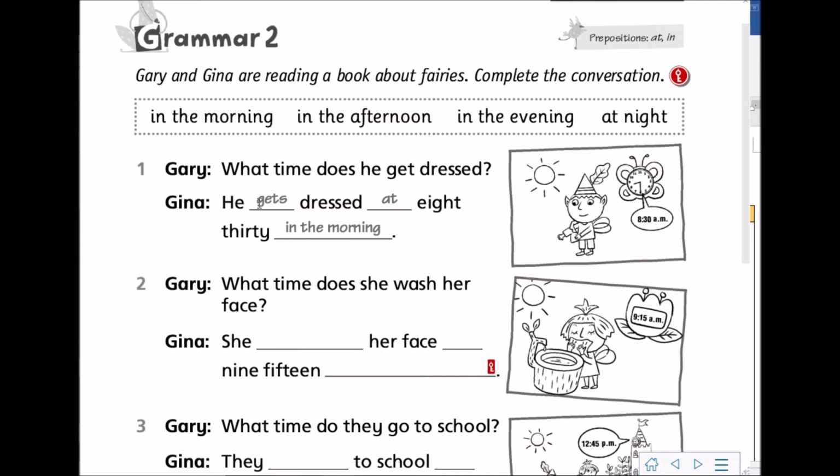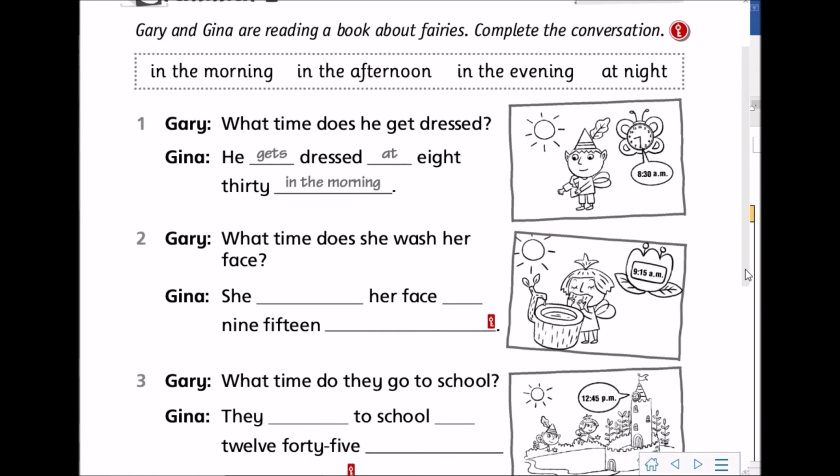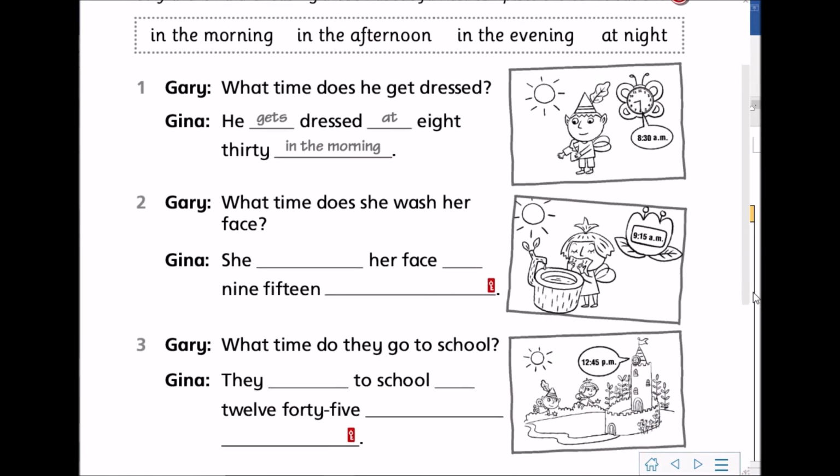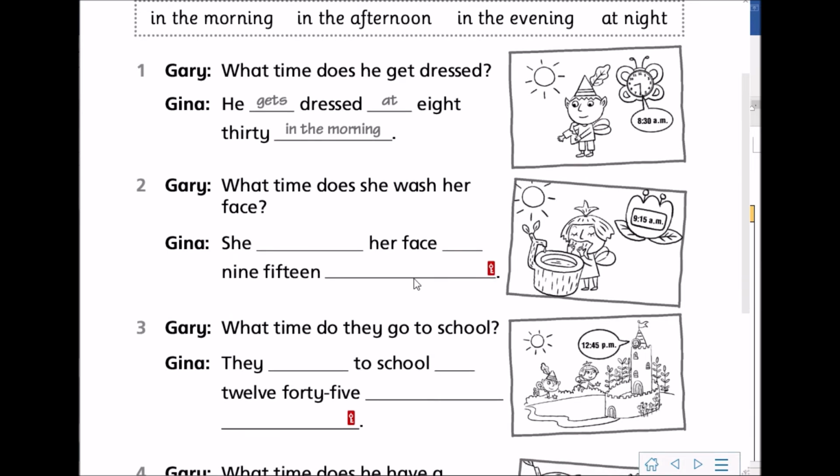Now be careful with the S because for get dressed, he, she, it, we are using simple present tense, so we have S for gets. Now let's take a look at the rest. Number 2, what time does she wash her face? She wash. Yes, but for he, she, it, we put an S, so it becomes washes. She washes her face at 9:15, again AM, so in the morning.